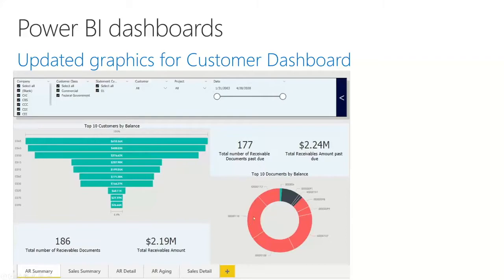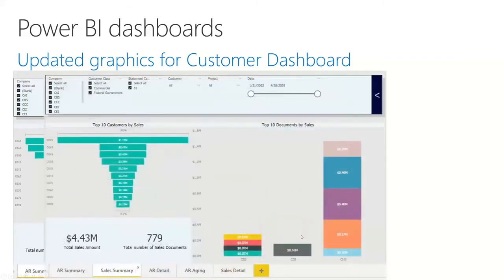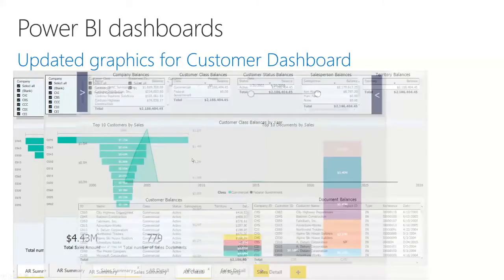So we have a bit different ways to slice it. We can see the total documents by balance here. We go into the next one, top 10 customers by sales, not just by what's open, but how much sales have we done with the customers. Different than having an open document. And again, across the top, we have different ways of slicing the data. We can choose by specific company, classes, statements. I can choose one customer, all customers. I can even slice it by specific projects. So again, even though it is just for customers, we can slice it different ways and set date ranges as well.